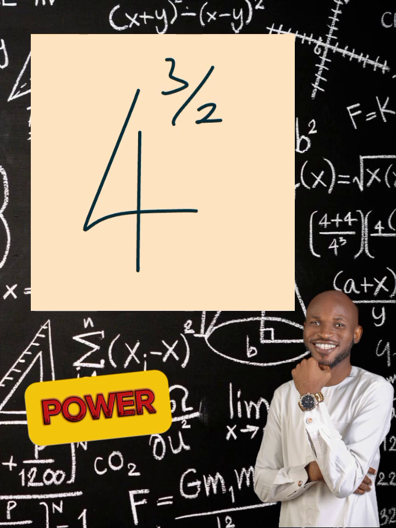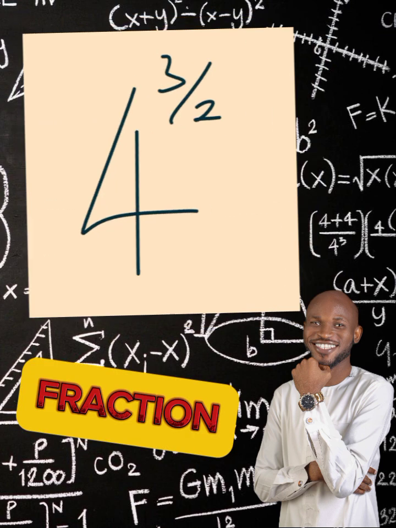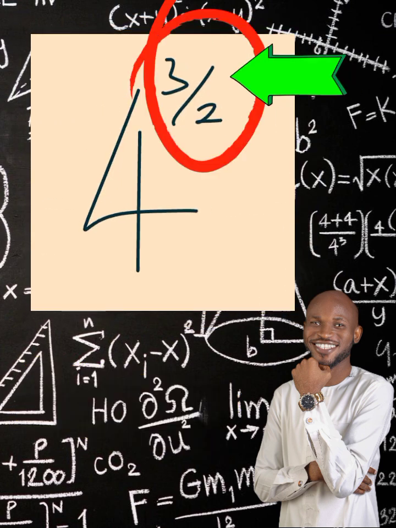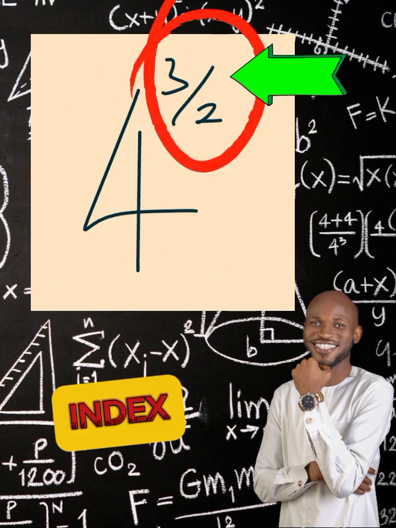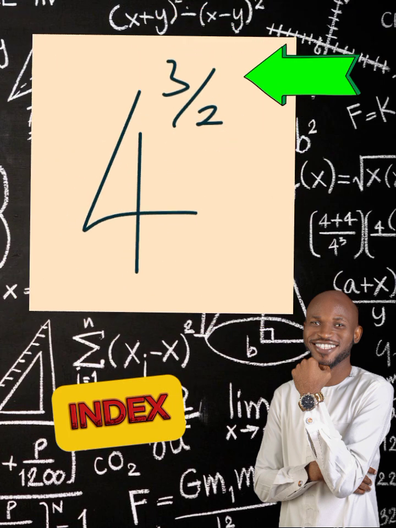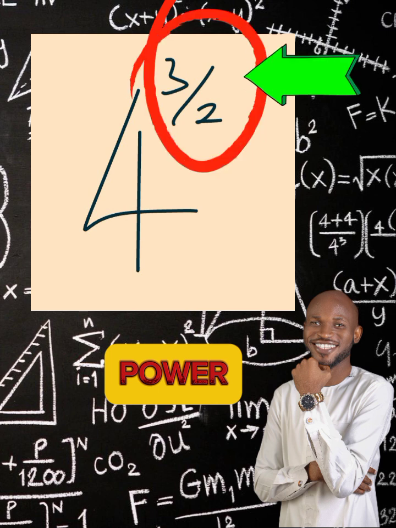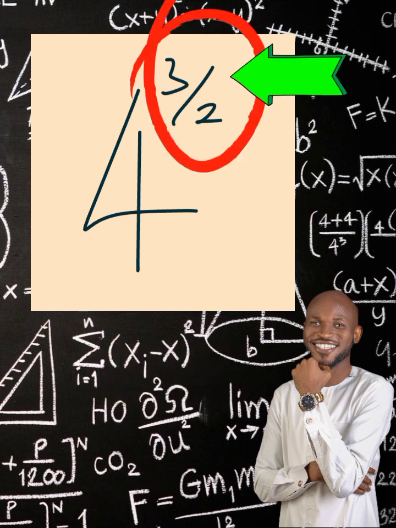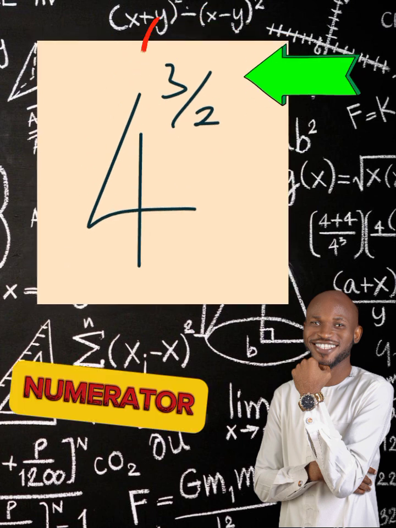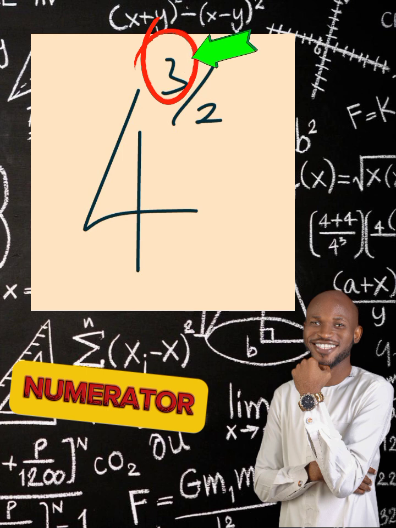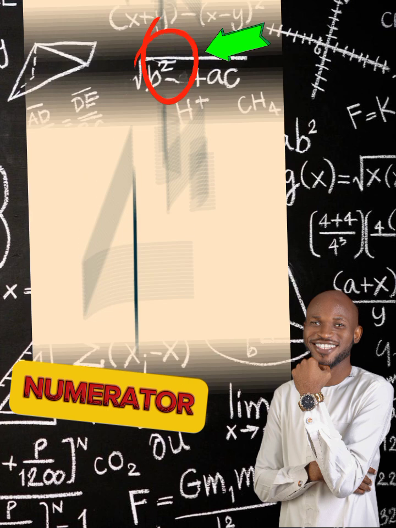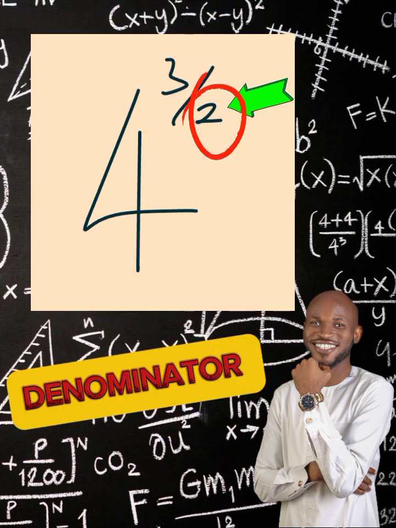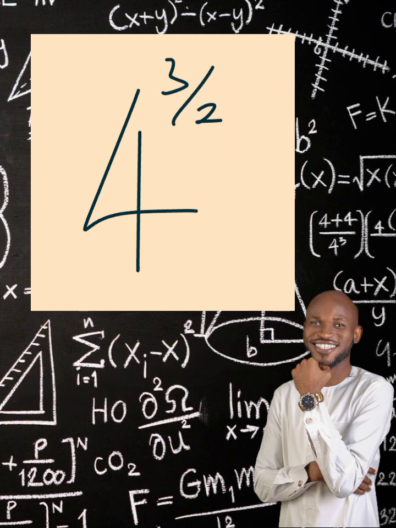So you have 4 raised to the power of 3 over 2. 3 over 2 is a fraction, it's an improper fraction. 3 over 2 is an index in this case. 3 over 2 is the power of 4 in this case. Okay, so for you now to break this down, you have to pay attention to the number that is the numerator of this fraction, which is 3, and then you pay close attention also to the number that's the denominator of this fraction, which is the index of the number 4 in this question. 3 is the numerator, 2 is the denominator.